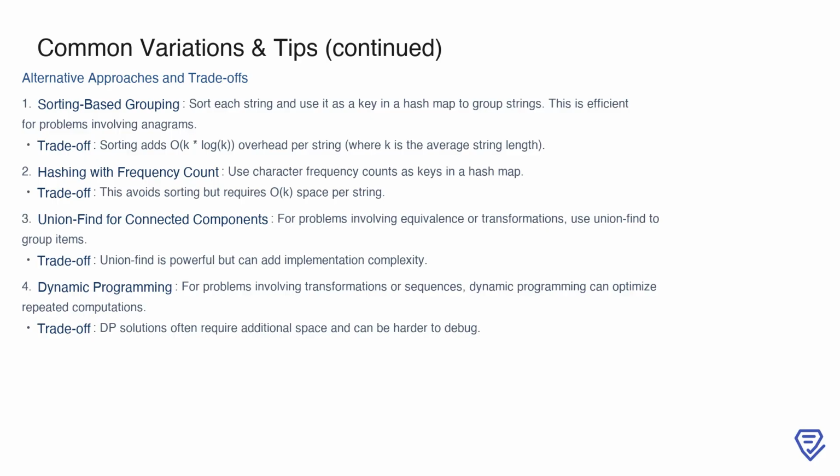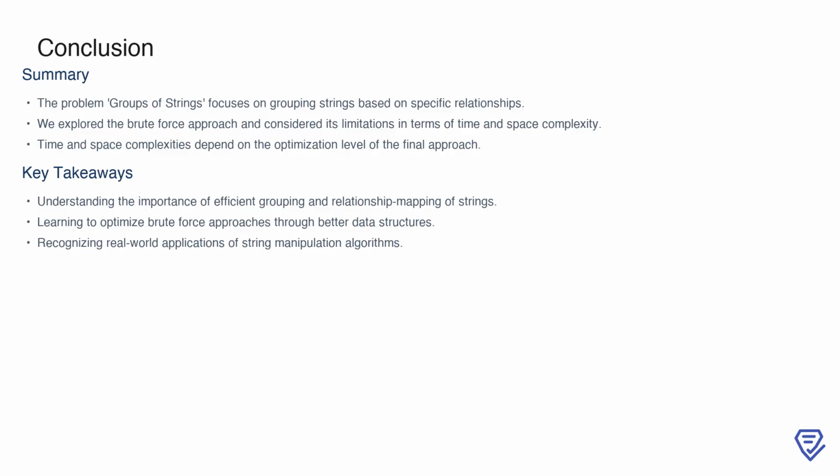For problems involving equivalence or transformations, Union Find is another powerful tool. It helps you group items into connected components but can be more complex to implement. Lastly, dynamic programming is useful for optimizing repeated computations in transformation or sequence problems. While it can save time, it often requires additional space and can be harder to debug. Each of these methods has its strengths and weaknesses, so choose the approach that best fits the problem's constraints and requirements.